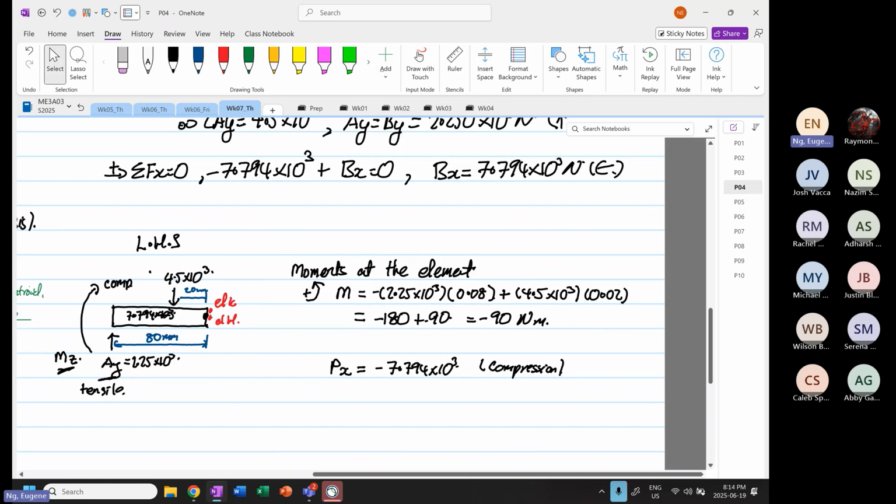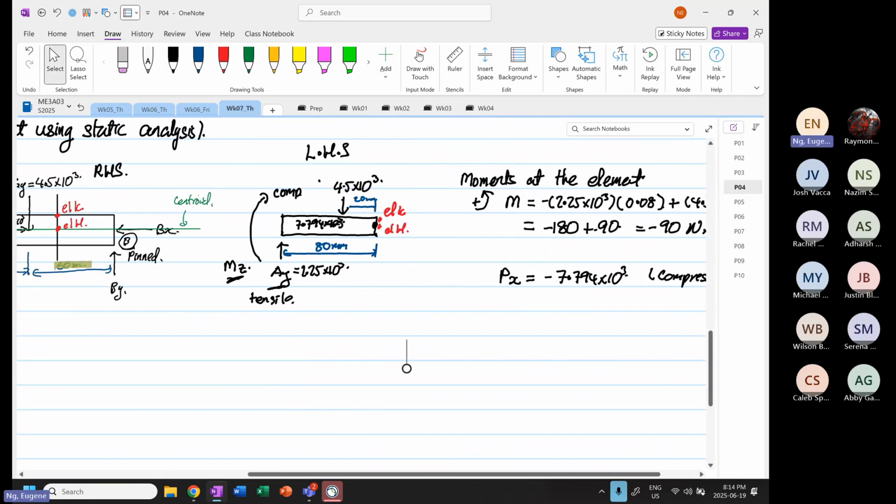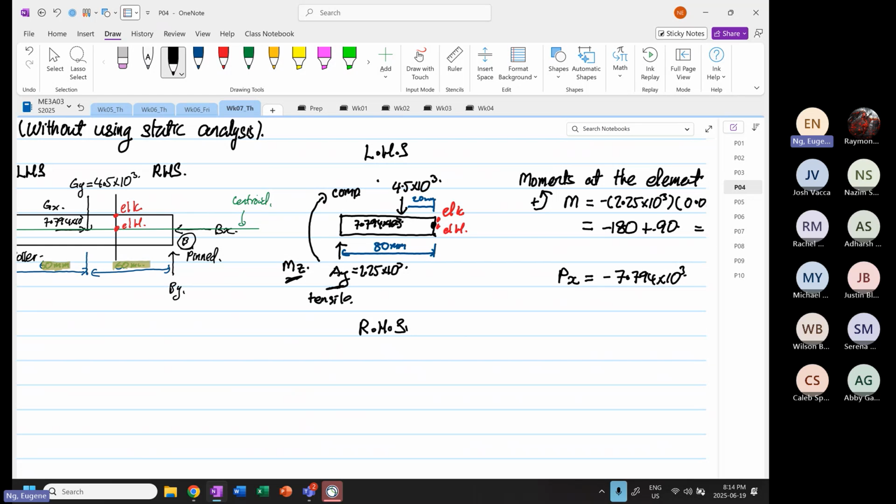Okay. So you can also write this as 90 Newton meter and is going in this direction. Now, if we use method number 1 without using static analysis, we look at the right-hand side. The answer should be the same, right? So you look at the right-hand side, you only have one load now.